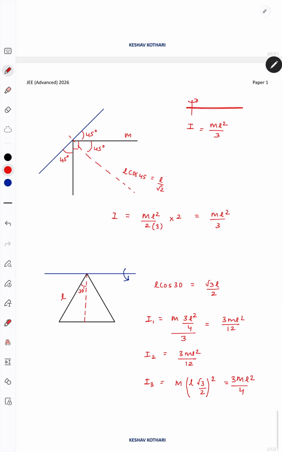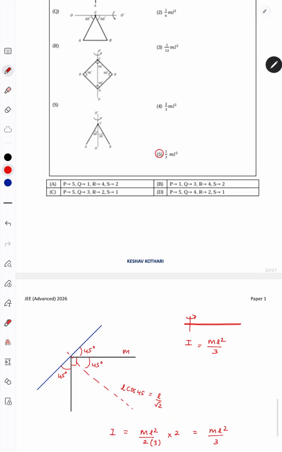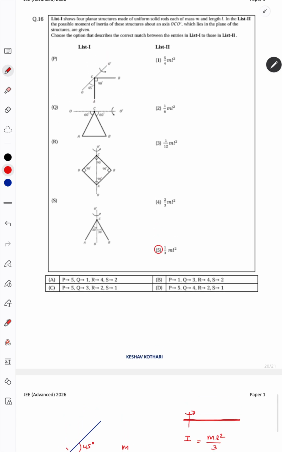So if we add the total value, therefore I this time is going to be I1 plus I2 plus I3. In order to make it 12, we can multiply it by 3. So 9 and then 6. So we get 15 mL square by 12. So 15 mL square by 12 on solving will turn out to be 5 by 4 mL square. So 5 by 4 mL square, if we check, it is matching with the first one. So we can say P matches with 5, Q matches with 1.